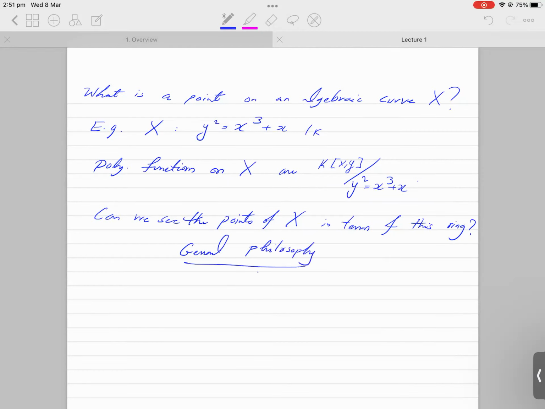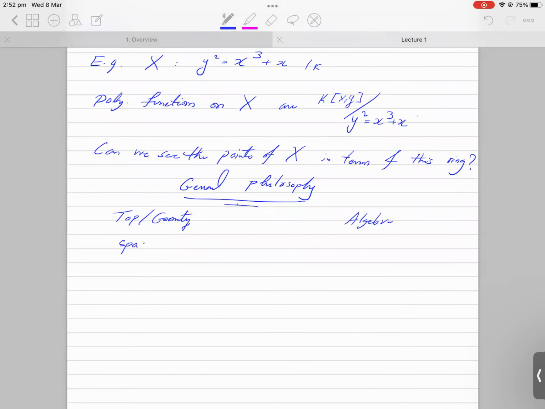So the general philosophy is that if you want to know information about a space X, this is another dictionary that we're going to employ. On the one hand, we have topology or geometry on one side, and on the other hand, we have algebra. If you have a space X, then on the algebra side, we have the ring of functions on X, so functions from X to whatever you want, like C or R, let's say C.